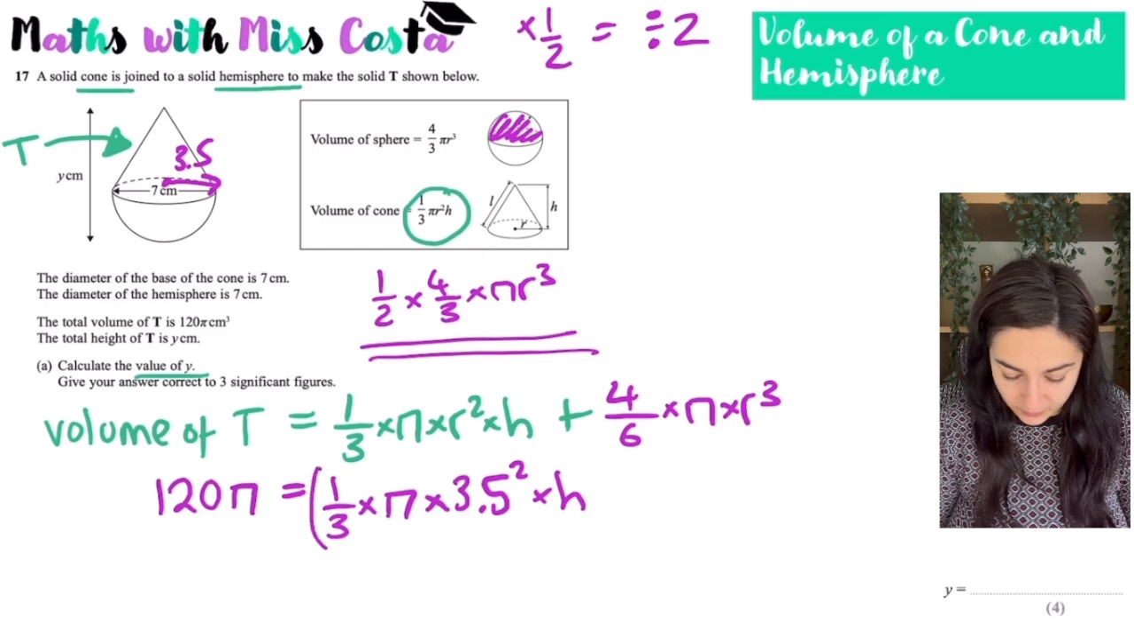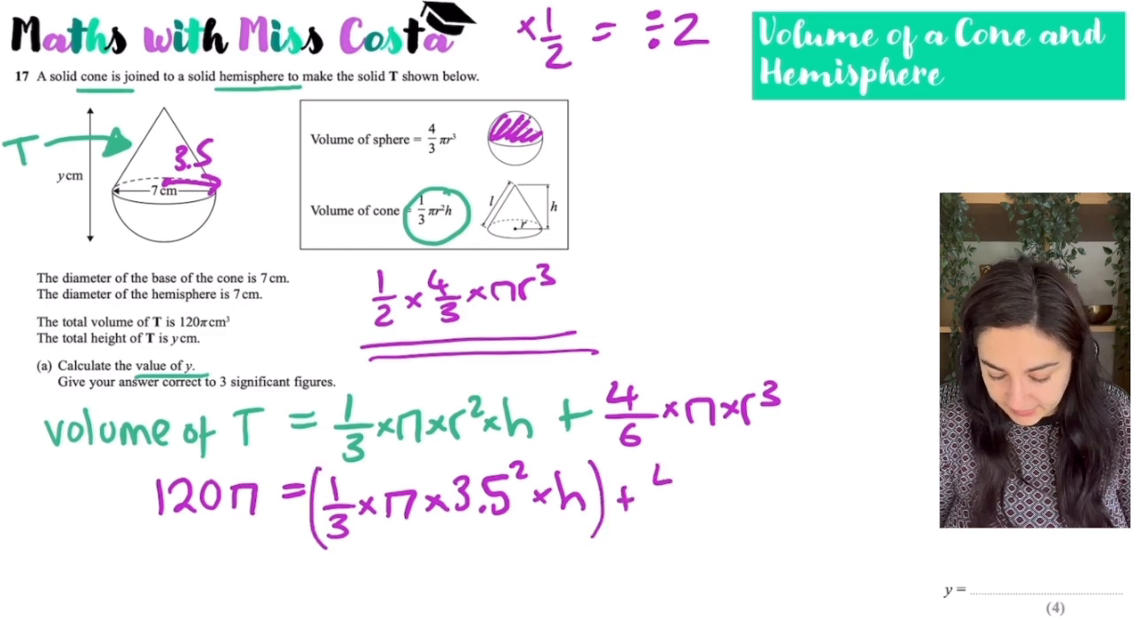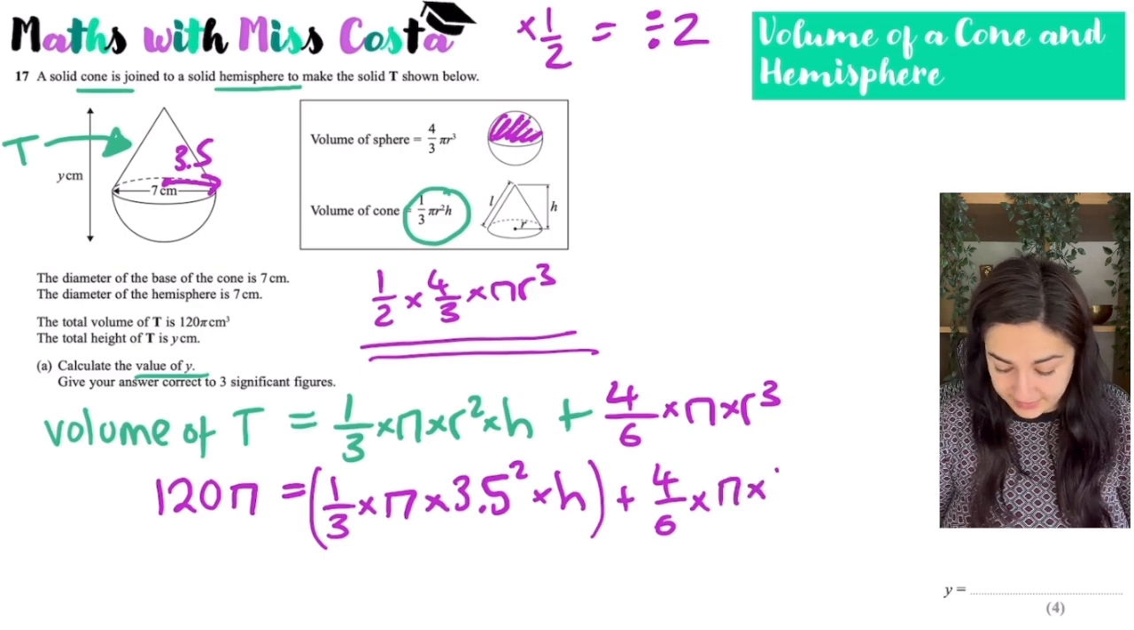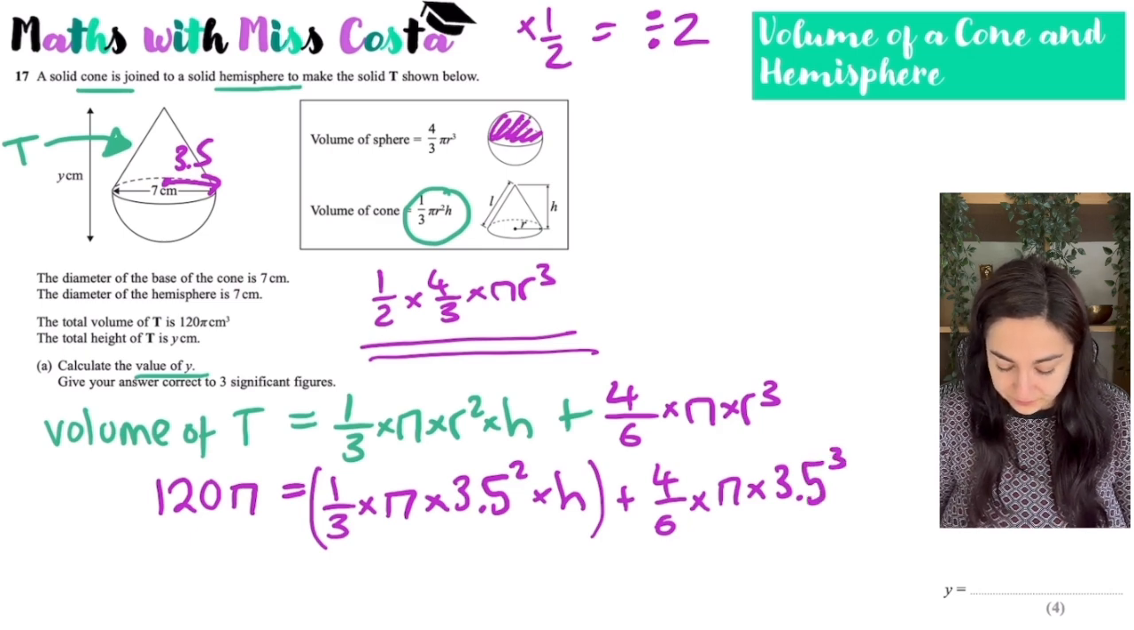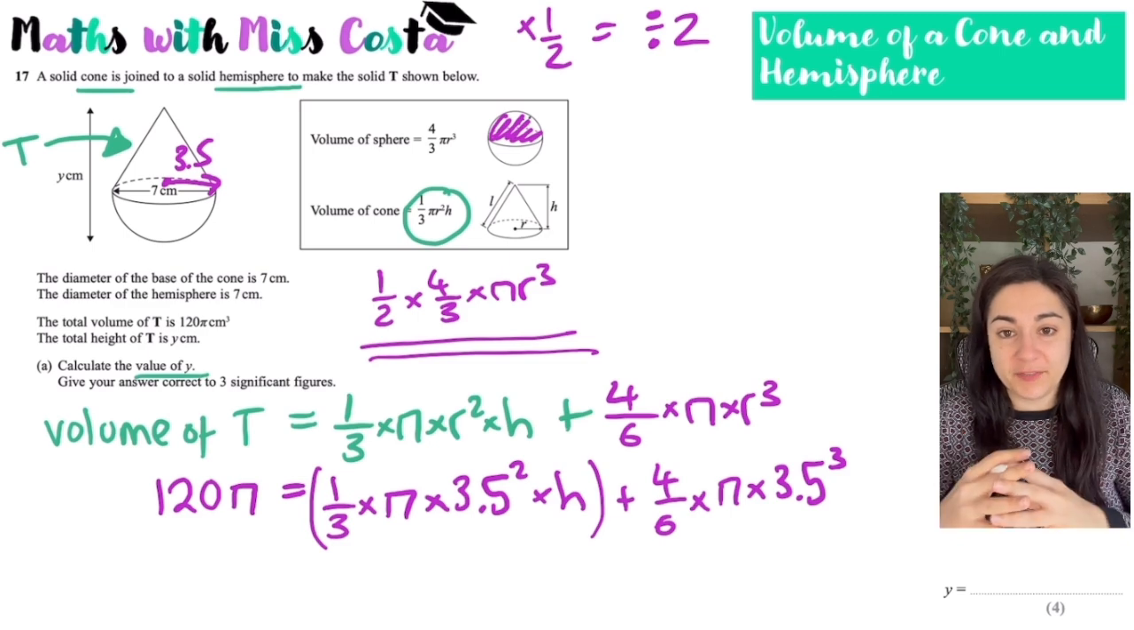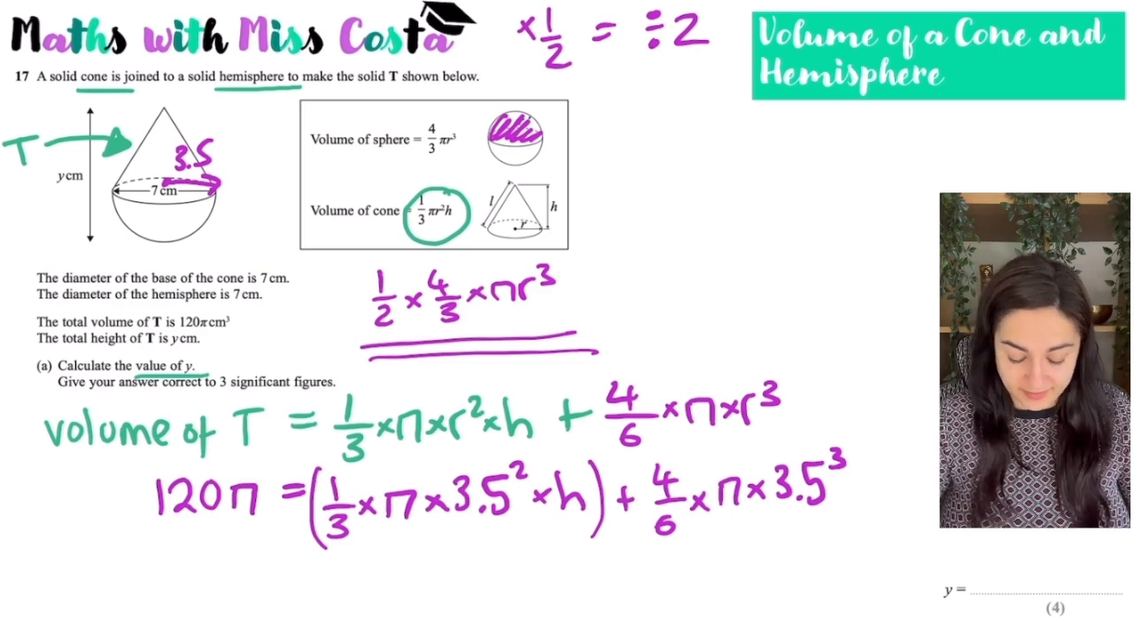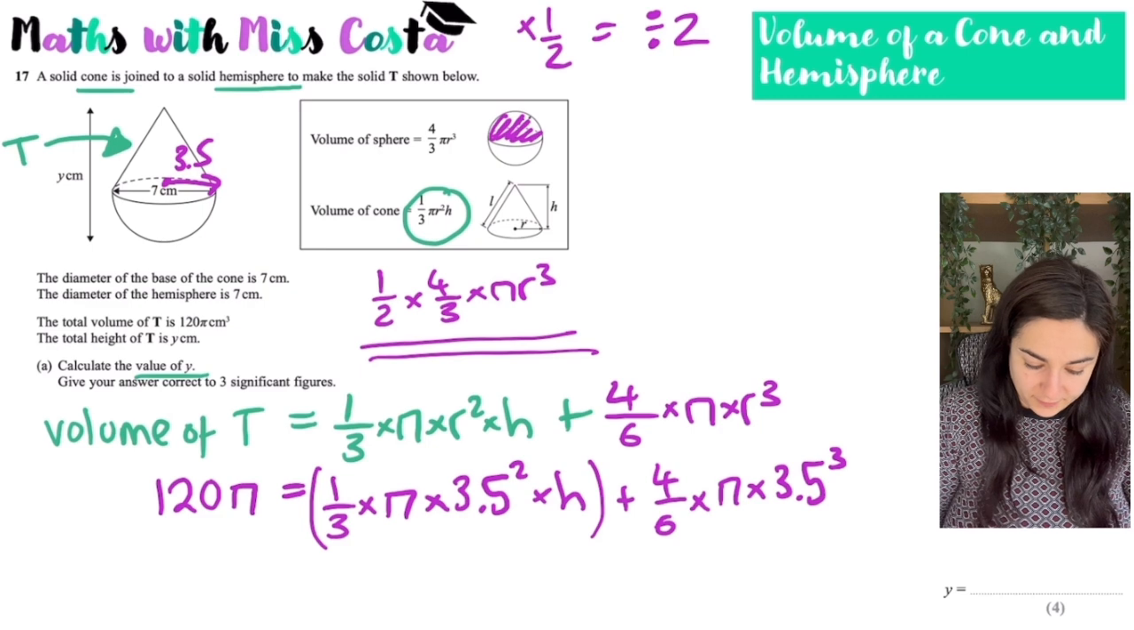Sadly, we do not know what h is. Plus 4/6 times by pi times by r cubed. And r is once again going to be the same, 3.5 cubed. So what we can do when we're doing things like this, and I should have probably left more space, but hey, what can you do? Is we're just looking at simplifying this, rearranging it so that you can find the value of h.